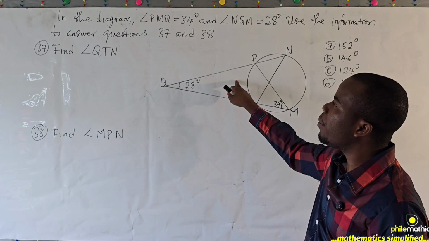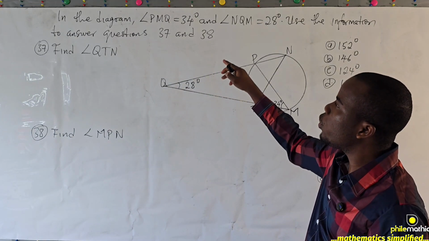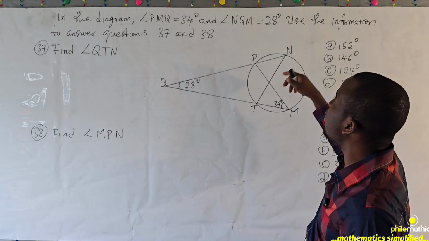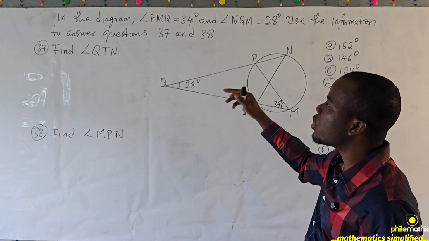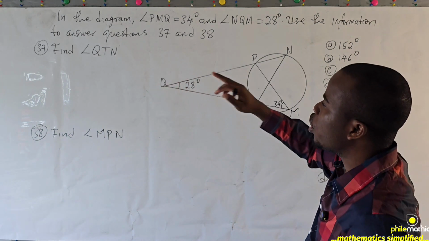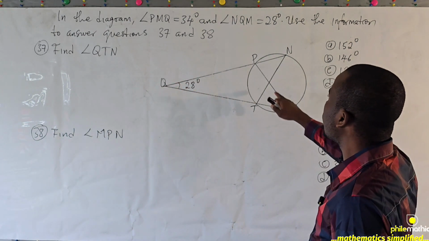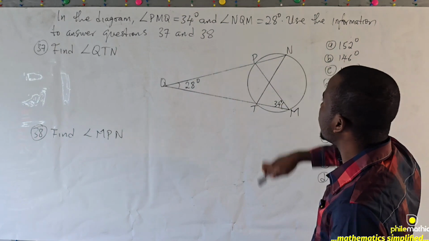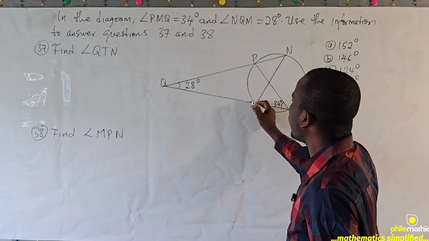In this diagram, PMQ is 34 degrees, NQM is 28 degrees. Use the information to answer questions 37 and 38. Question 37 says, find QTN. QTN. That means you are looking for this angle.